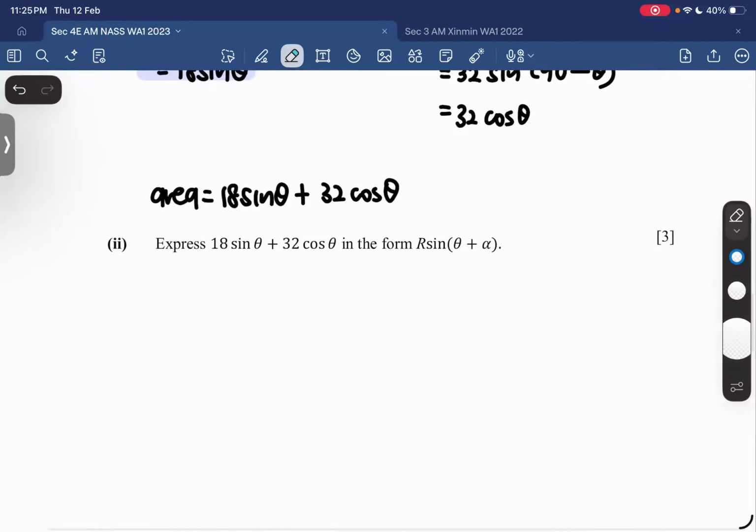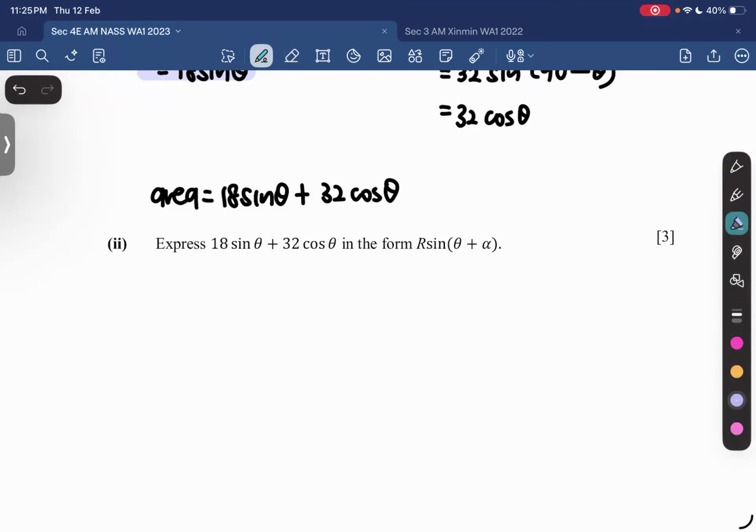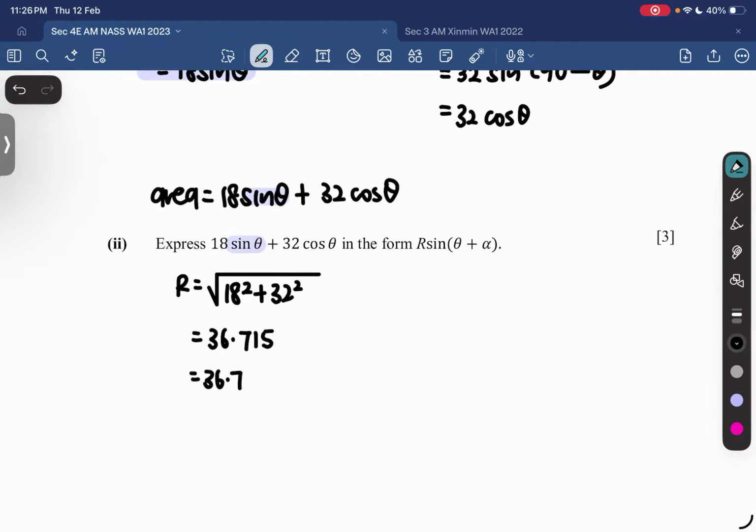Okay, so the next one is express this in R formula. This one most of us don't have a problem. The important thing is to check this one here. The only reason that I'm not very sure whether I prefer you all to use surds or not is because you all didn't leave it in simplest form. So I would prefer for you to just put 5SF, 36.715, and then 36.7. So instead of the surd form, you just put your final answer as 3SF.